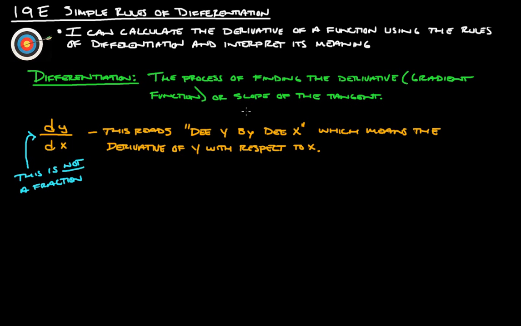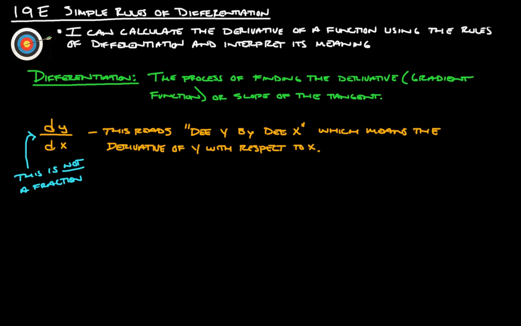When you see derivative, you'll often see it like this, dy over dx. This reads dy by dx, which means it's the derivative of y with respect to x. So x is the variable. Please note that this is a notation and it's not a fraction. You don't take d times y divided by d times x. That's completely different. This is just notation, dy by dx.